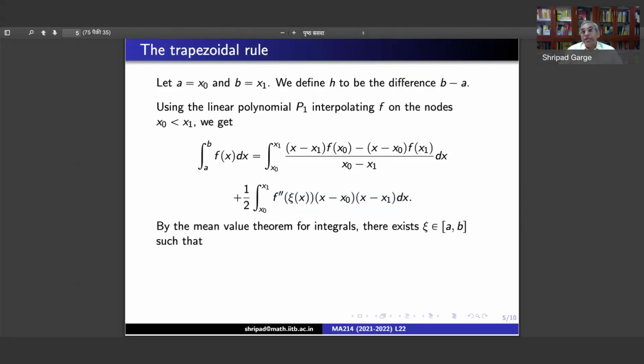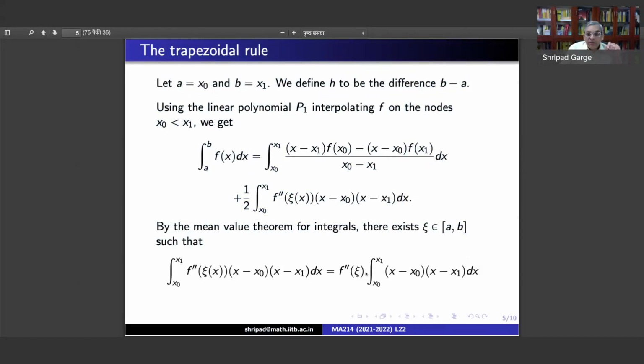the mean value theorem for integrals, which I am sure you would have done in your calculus course. So it will tell you that whenever you have such a quantity, then there is a xi which you can use, which will come out. So it would be as if, instead of taking the integral together with this very complicated function, which is the f double prime of xi(x), we don't know what the xi is and so on, but there is a xi such that this whole f double prime of xi simply comes out, and you have integral x0 to x1 of the inside part, which is a much simpler integral to compute.